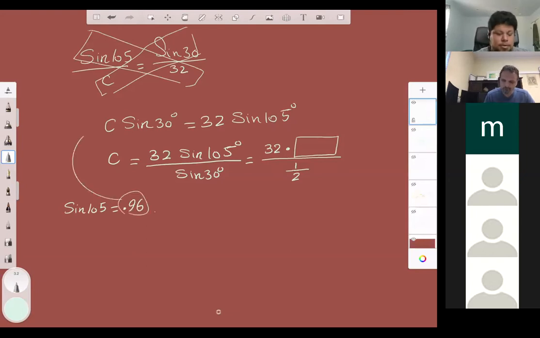So I'm going to put this one over here. Now if you multiply, 32 times 0.96 divided by 0.5, it gives us approximately 61.44. Good.